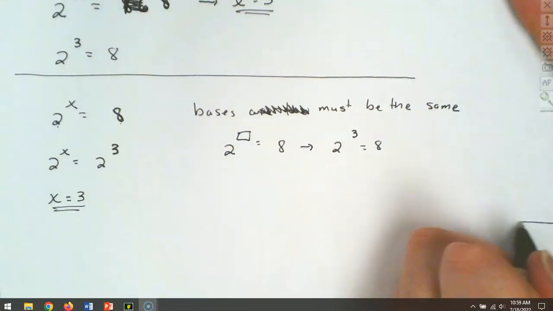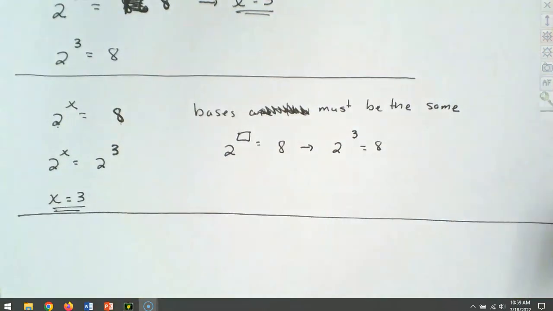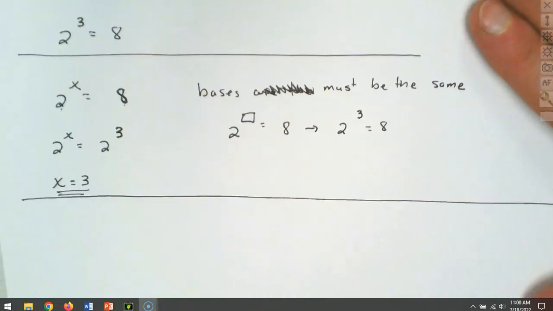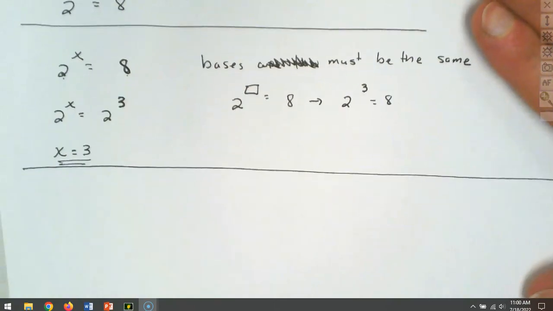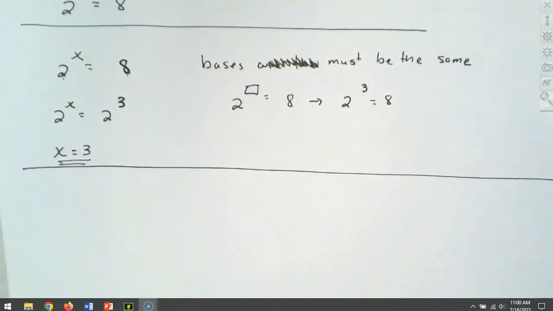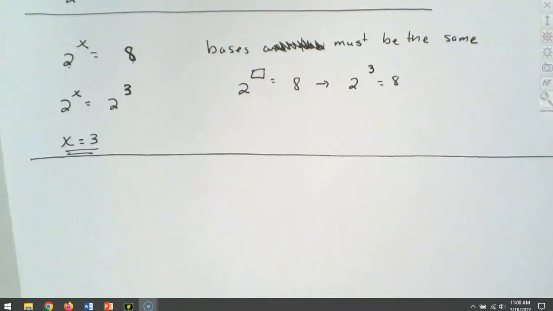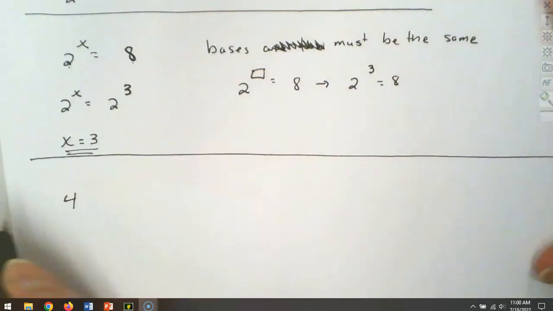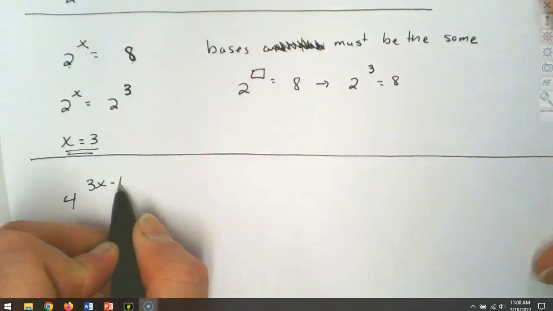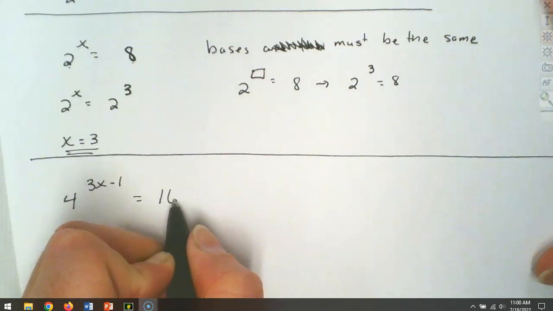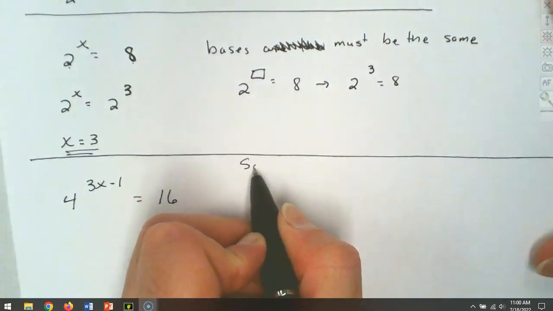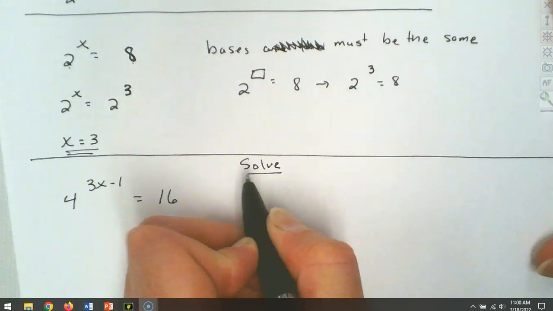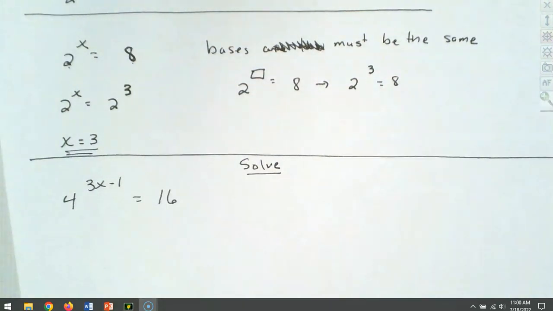We did it first just by looking at it and did it kind of mentally, because we know that 2 cubed was 8. But if you can't just see it, like the next one, you're not going to be able to just look at it and see. You're going to have to transform it. And you always try to take the smaller one and figure out what it needs to be the larger one. So let's do another one. So let's try and solve this one. I want you to try and solve this one.